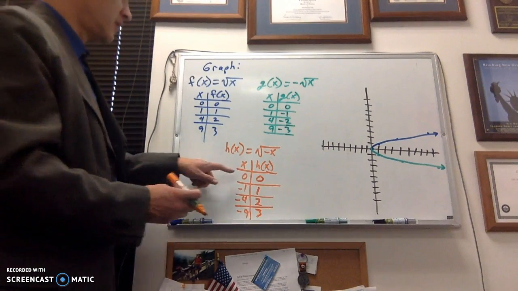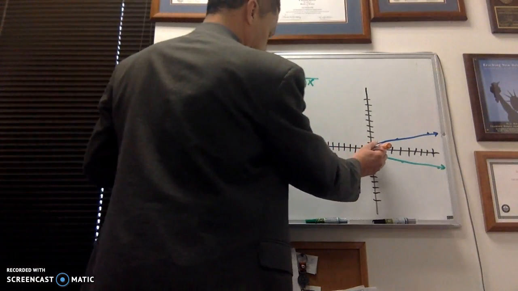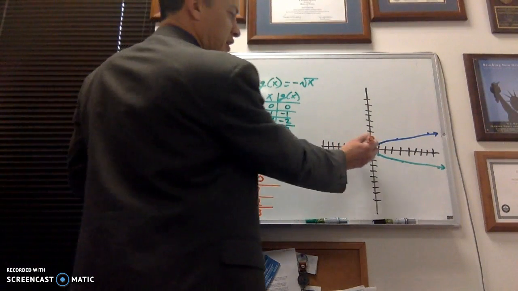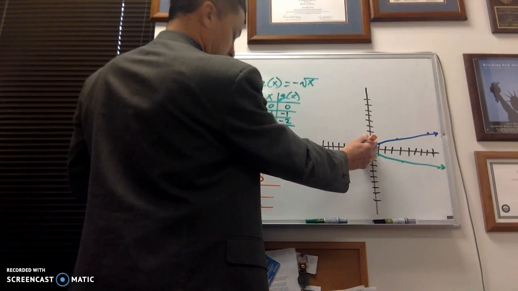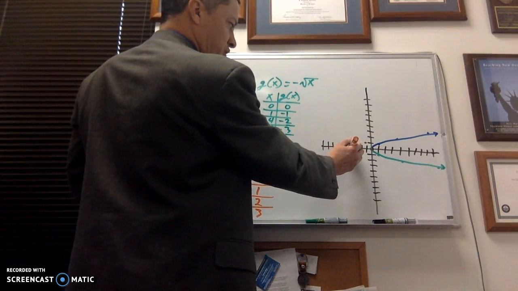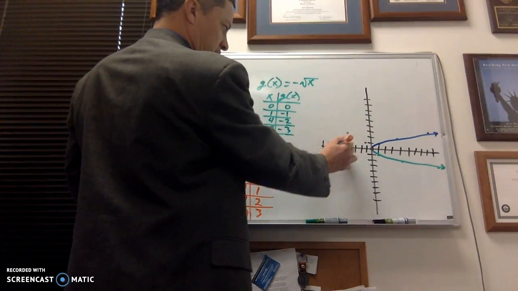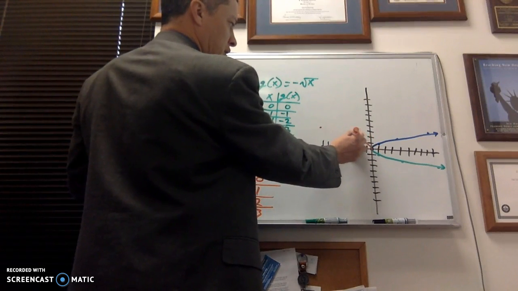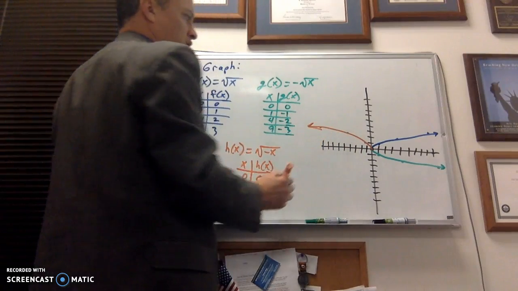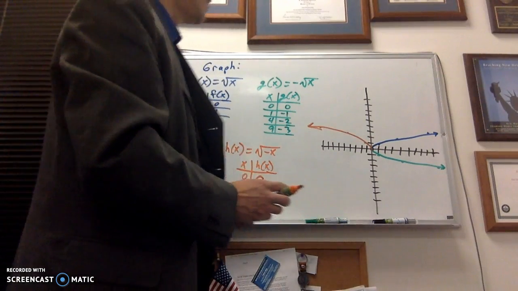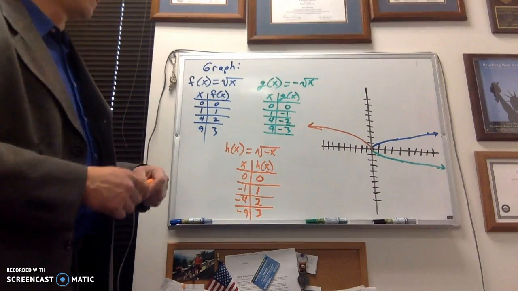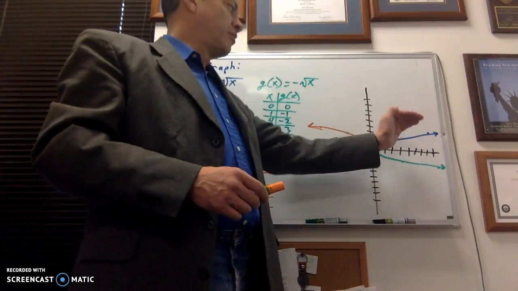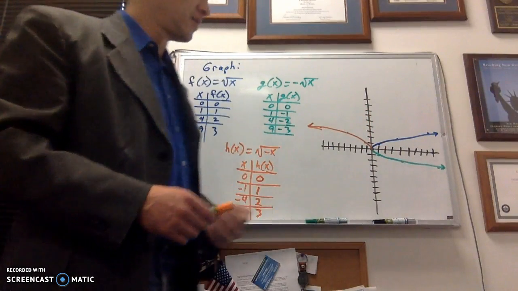So let's graph these. I've got 0, 0 again. Then I got negative 1, 1. Negative 4, 2. And then negative 9, 3. So it's not quite drawn to scale, but hopefully you get the idea about what's happening here. My blue graph, remember that was my base graph. It's now flipped horizontally about the y-axis.